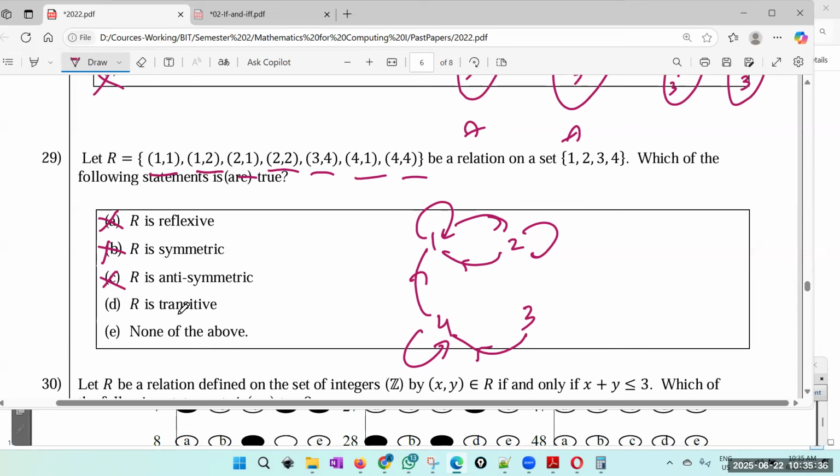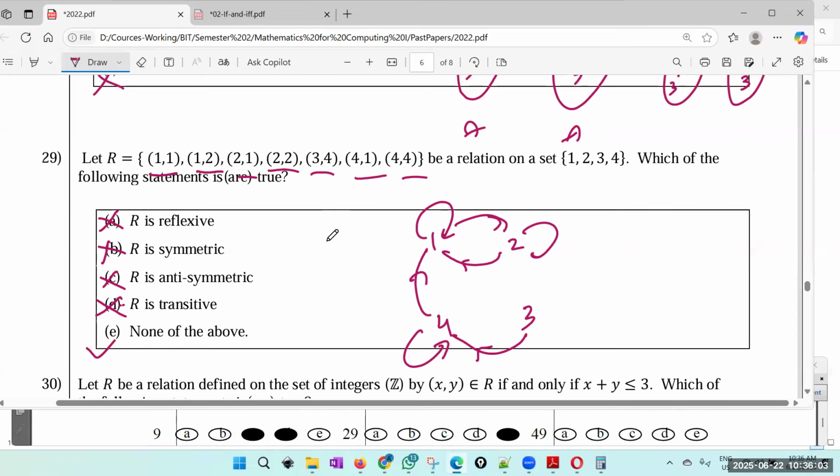Transitive, obviously not transitive, because you can see it goes from 3 to 4 and 4 to 1, but it doesn't go from 3 to 1. We can find violations. And of course, because all are wrong, I can say none of the above. You can see the exam questions and answer sheet are sort of a logic puzzle too. 29, I'll go for E.